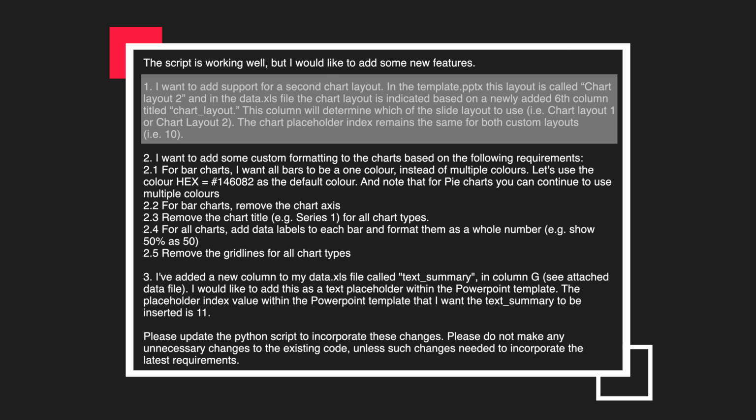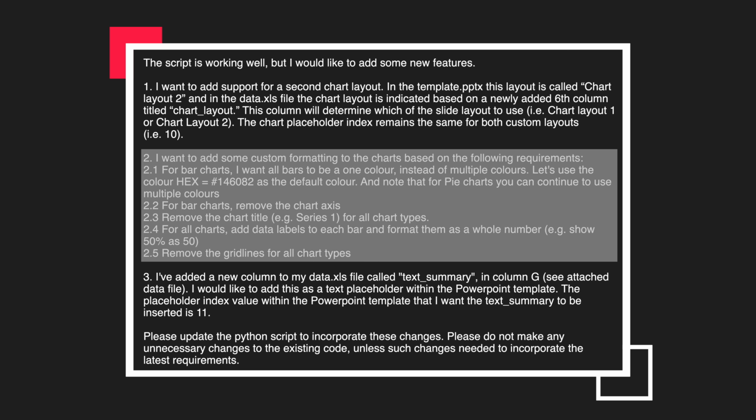First, I want to support a second layout. You'll find this under a new layout called chart layout 2. And I also mentioned that the index value is the same. It is 10. It's the same as the second one. I also mentioned that I have a number of chart formatting rules I want. So I said for bar charts, I want them to all be one color.